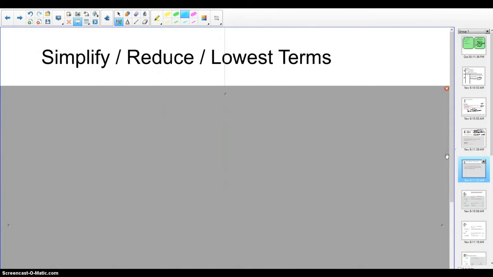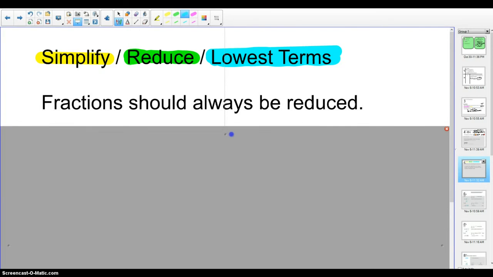If you're going to talk about simplifying a fraction, there's 3 different ways that we talk about it. One, we can just say simplify. We could also be saying reduce a fraction, or list a fraction in its lowest terms. All 3 of these are synonyms and mean the same thing. They are all asking you to simplify a fraction. And you need to remember, anytime you have a fraction written, it always needs to be reduced, every time.